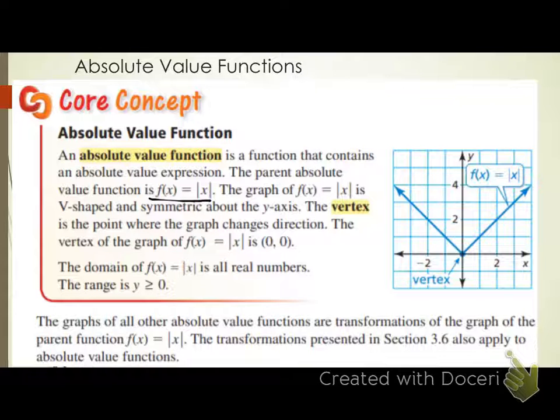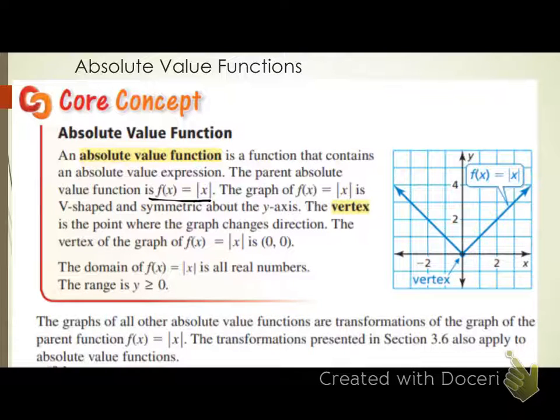What was our parent function for our linear functions? F of x equals x. Parent function for the absolute value functions is f of x equals the absolute value of x. It's the most basic form of my absolute value functions. The graph of f of x equals the absolute value of x is v-shaped and symmetric about the y-axis.